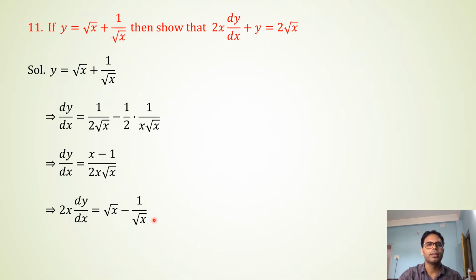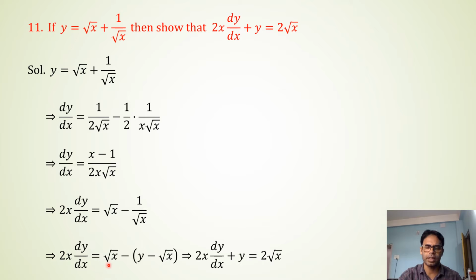Okay, so after that the last line will be the same, that is 1 by root x. Value of 1 by root x, you see here 1 by root x will be equal to simply y minus root x, shifting this one, y minus root x. So applying that value here, this root x is there, minus is there, this 1 by root x is replaced by y minus root x, and that implies left hand side is 2x dy dx already here, this root x and root x will be plus actually, so root x and root x is 2 root x, and this minus y is taken to the left hand side, y is equal to 2 root x, and that is the solution for the question.